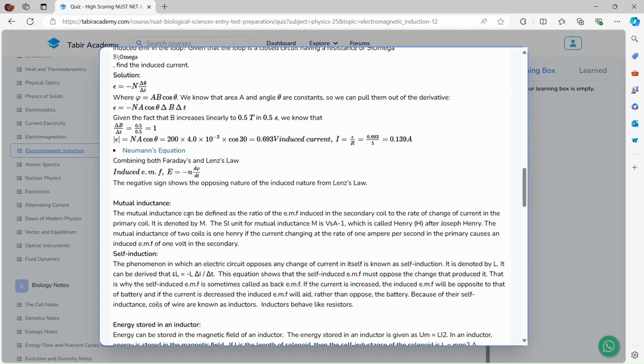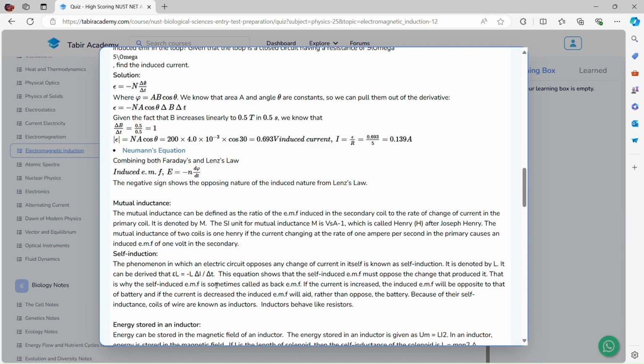Mutual inductance. It can be defined as the ratio of the EMF induced in the secondary coil to the rate of change of current in the primary coil. It is denoted by M. The SI unit for mutual inductance M is V s A negative 1, which is called Henry, H, after Joseph Henry. The mutual inductance of two coils is 1 Henry if the current changing at the rate of 1 ampere per second in the primary causes an induced EMF of 1 volt in the secondary.